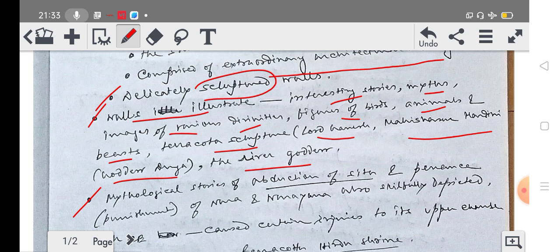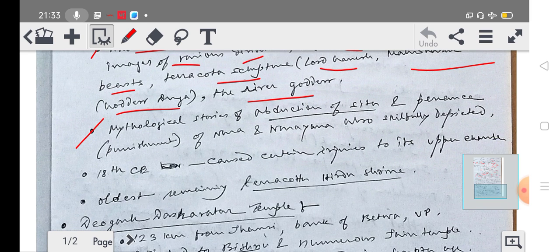Mythological stories like the abduction of Sita ji by Ravana, those stories are also sculpted here. That comes from the mythology, and also from the two epics, Ramayana and Mahabharata. And the penance of Nara and Narayana, some depiction of that is also there in the sculpture.